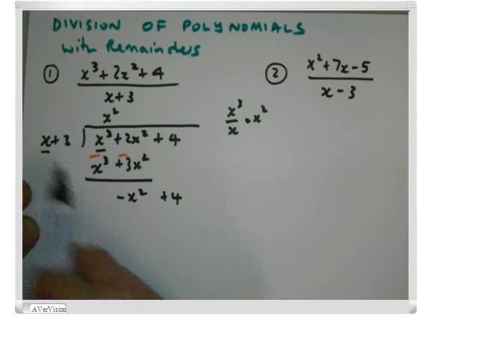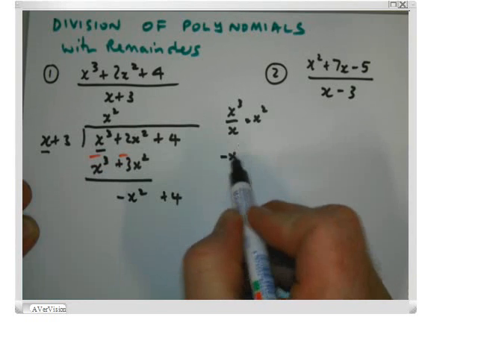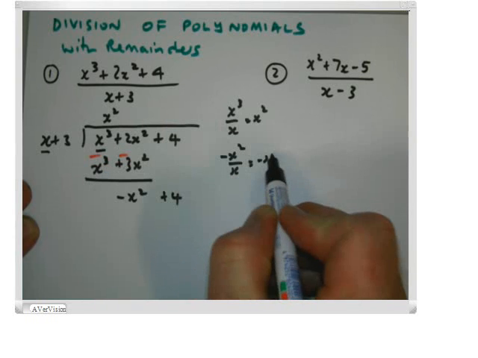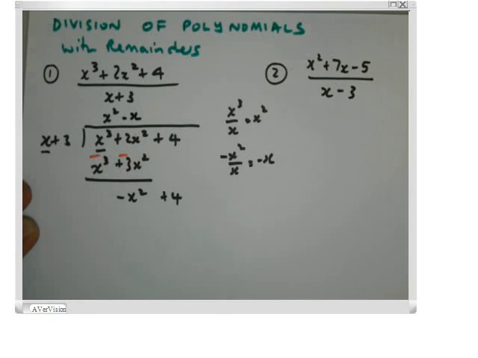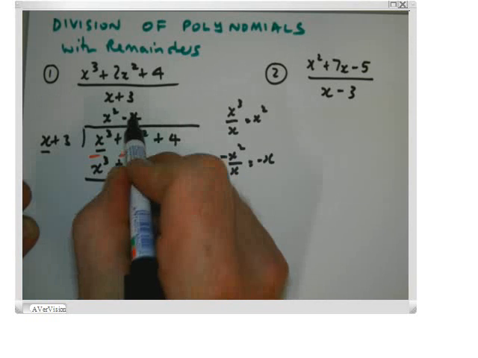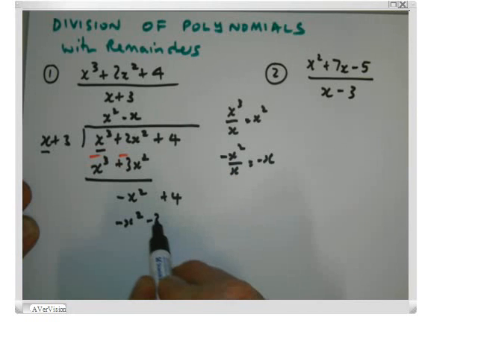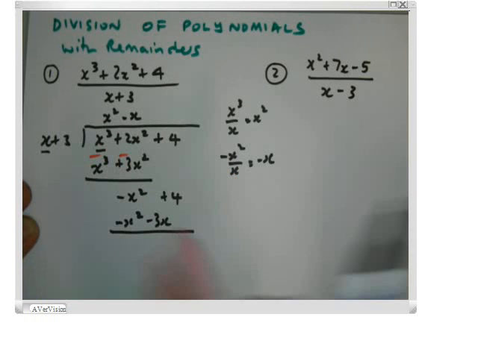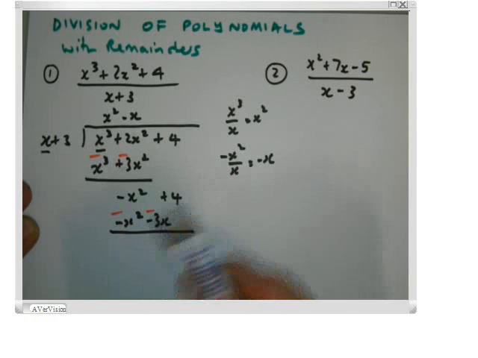x goes into minus x squared. Minus x squared divided by x is minus x, so minus x times. Negative x times x gives minus x squared. Negative x times 3 is minus 3x. I subtract the second from the first. I have minus x squared plus x squared is 0. Nothing minus minus 3x is 3x, and plus 4.